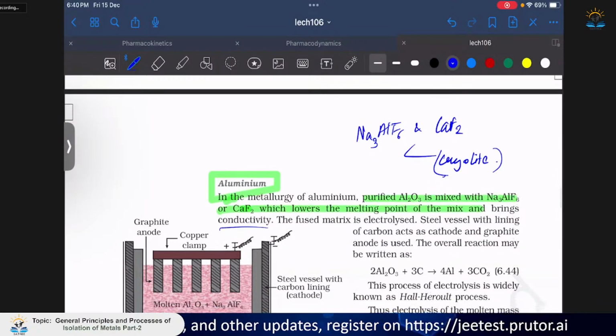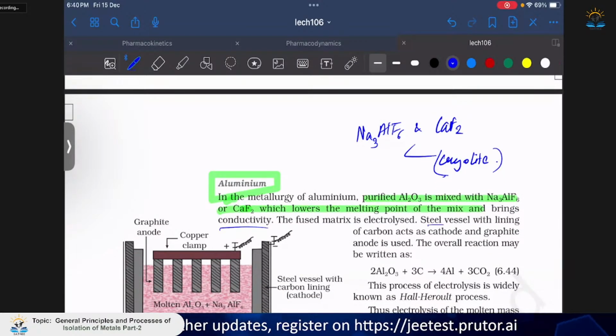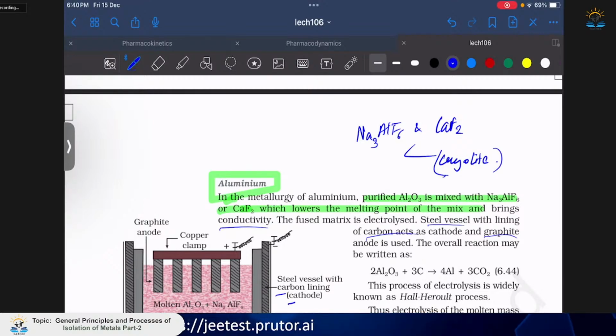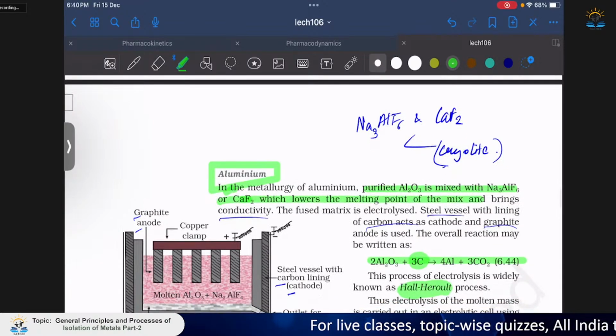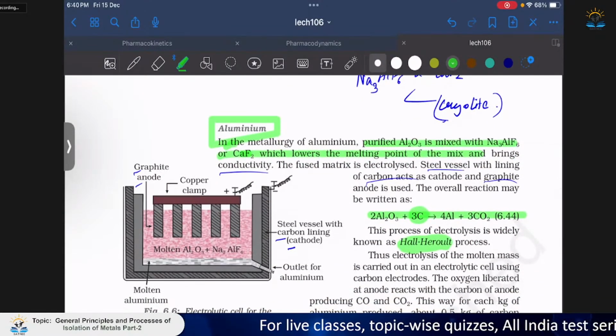So remember this. It is done in a steel vessel. A lining of carbon is there, which acts as the cathode, and graphite is there, which acts as the anode. What happens is this reaction: Al2O3 with 3 carbon is reduced to aluminium and CO2. This process of electrolysis is known as the Hall-Heroult process. All of these points that I've underlined, you need to remember.